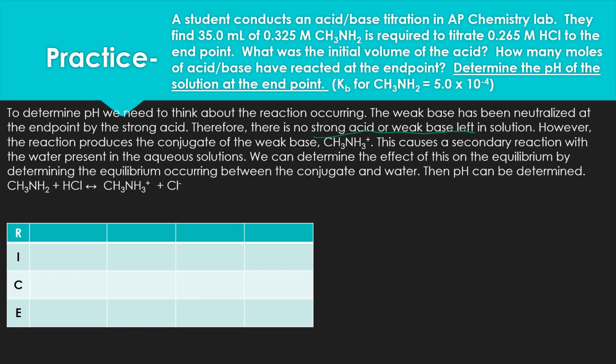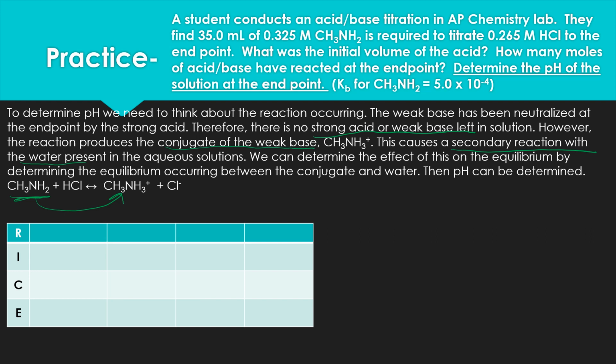However, the reaction produces the conjugate of the weak base. So when our base reacts, we can see that here, it produces its conjugate where we've added that hydrogen ion. Now, that chemical, the conjugate of a weak base or the conjugate of a weak acid, causes a secondary reaction with the water that's present for these aqueous solutions.